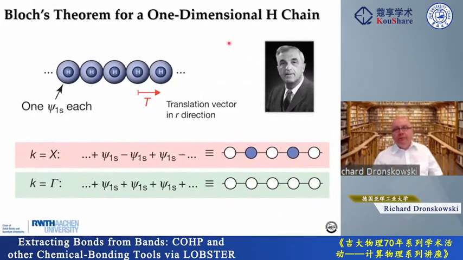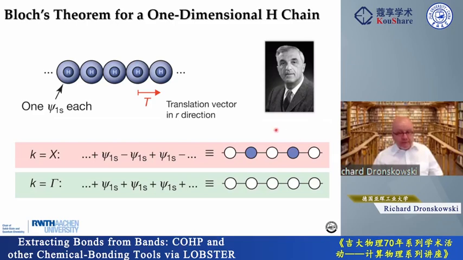So for a one-dimensional chain of hydrogen atoms, which is the simplest crystal you can think of, only hydrogen atoms in only one dimension, we only have translation in this direction. For the gamma point, this periodic modulation will be just 1. So it's the 1s function, another 1s function, and another 1s function, and so forth. At the boundary of reciprocal space, you will have a plus-minus sign. So it's plus, minus, plus, minus, plus, and so forth.